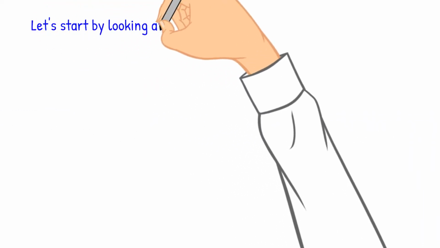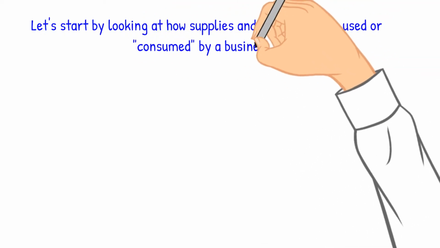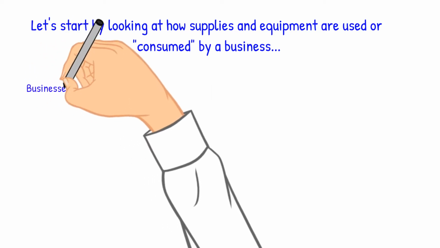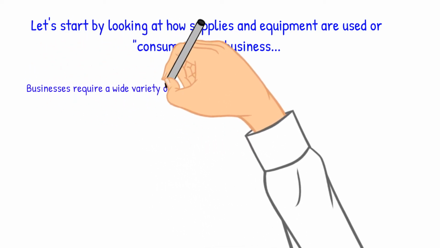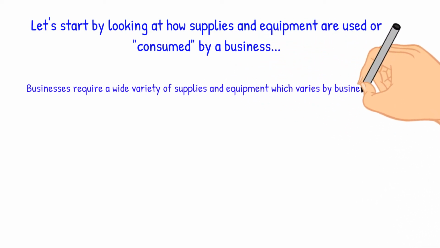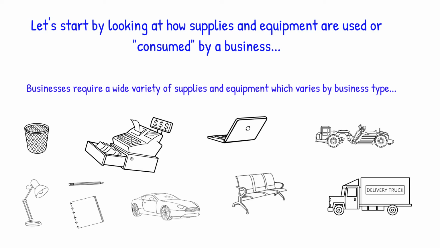In order to understand depreciation, let's start by looking at how supplies and equipment are consumed or used by a business. Businesses usually require a wide variety of supplies and equipment that varies from simple pencils and paper to the most complex machinery and vehicles. All of this, of course, depends on the type of business that you operate.